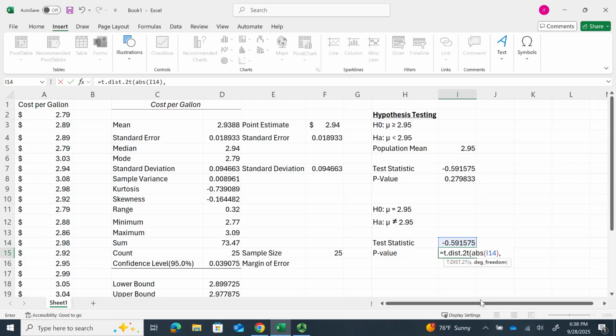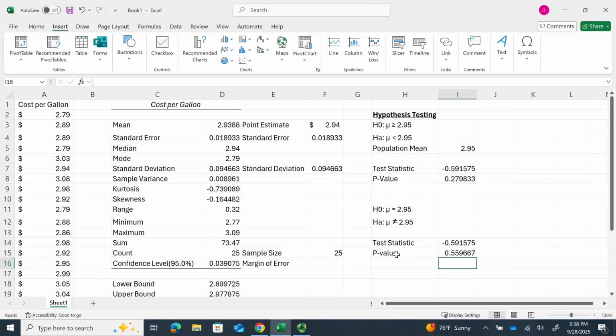The next thing we have to put in are our degrees of freedom, and degrees of freedom are our sample size minus 1. So our sample size is 25 minus 1, and then close the parentheses. And when we hit enter, you're going to see that that generates my p-value for a two-tailed test right there. So this is how we do this using Excel.